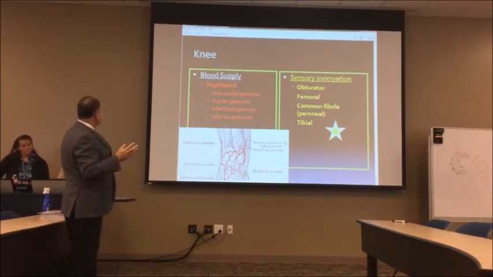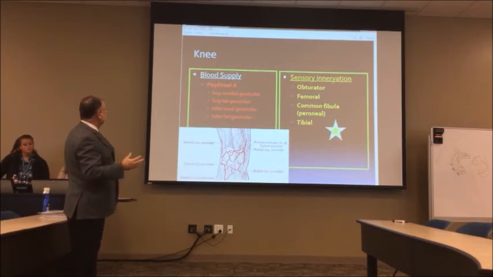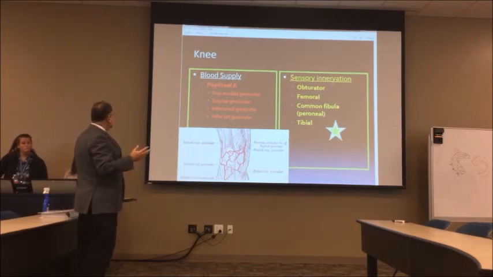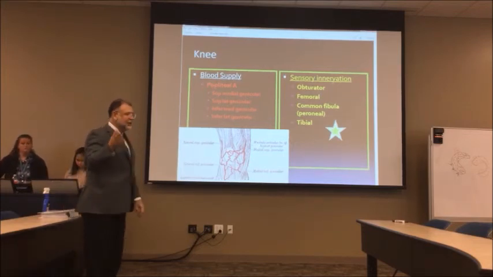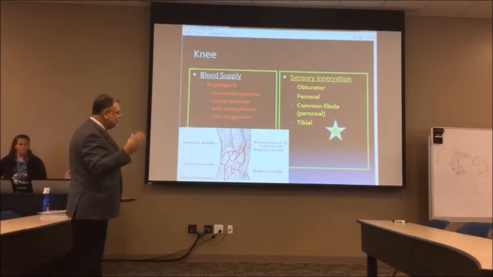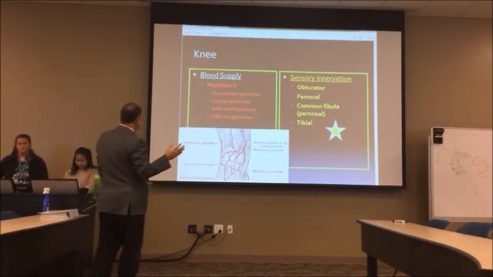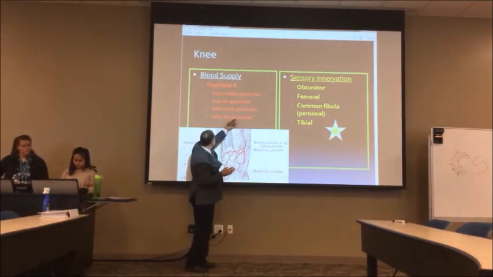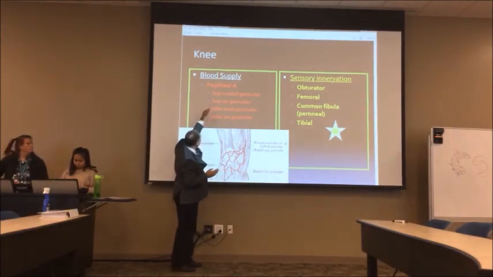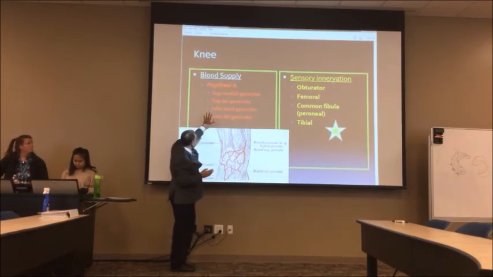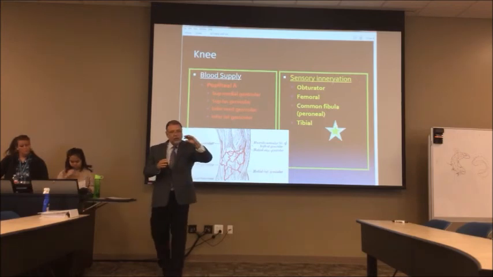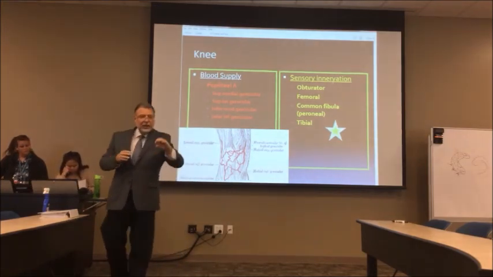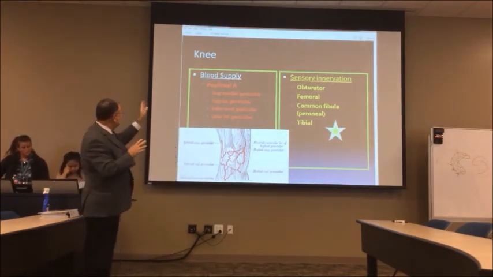Blood supply is going to come directly from the popliteal artery, which is coming directly from the femoral artery, and they're going to give the genicular arteries. There are two inferior, two superior, and one medial, one lateral for each side. So the important thing is that the femoral artery goes down, and that femoral artery is going to continue as the popliteal artery.